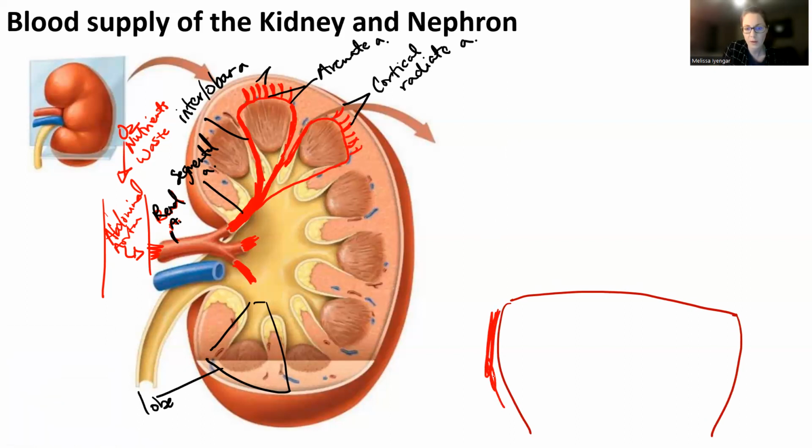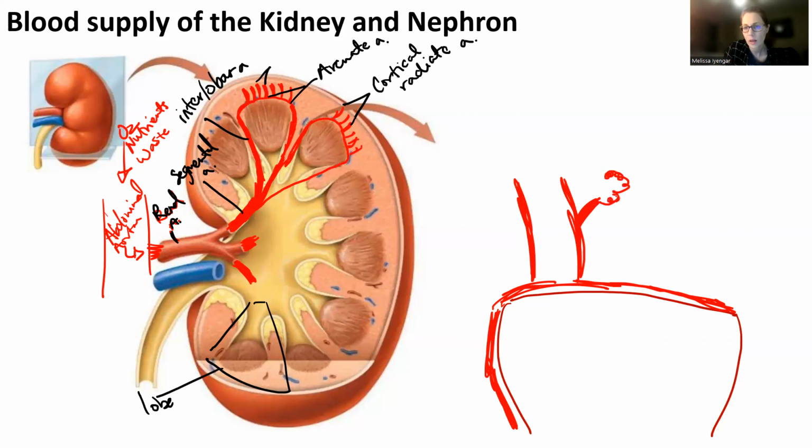So basically we would have our interlobar artery and then our arcuate curves up over like that. And then we're going to have our cortical radiate arteries, okay? So the cortical radiate arteries are going to have a small arteriole, but it's going to be a little bit wider, this arteriole that's going to come off, and it feeds into a capillary system.